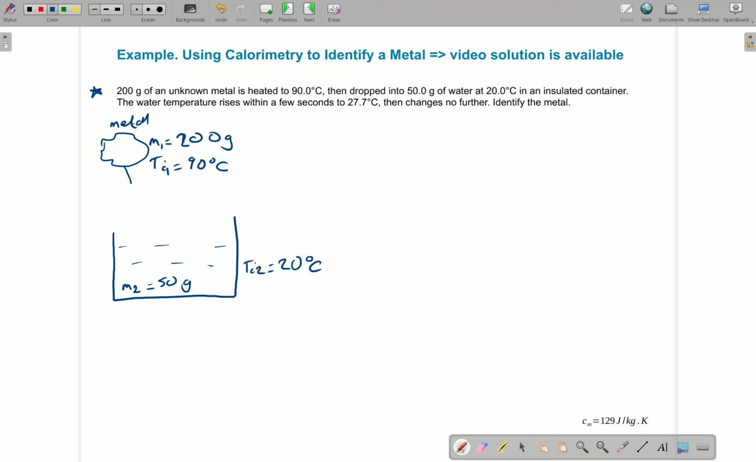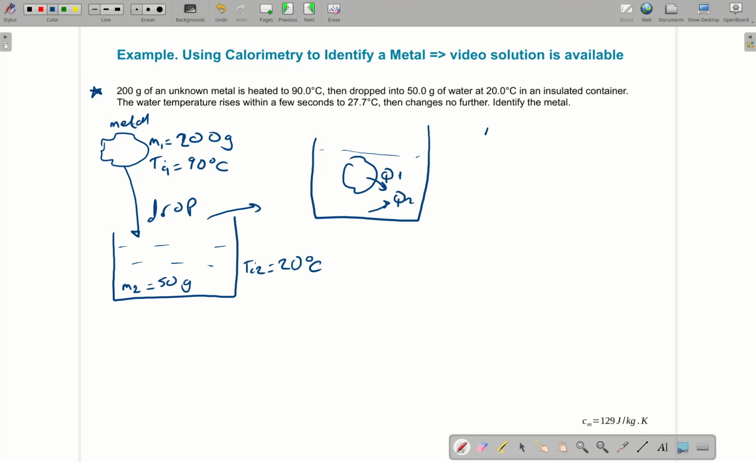And we drop this metal in here. What will happen? One will take heat, one will give heat, right? And who is hotter? The metal is hotter. So the metal gives heat, Q1, and the water will take it, Q2, right? And you will use Q1 equal to Q2, in absolute value, to identify the metal. That's what the question is asking, if they reach a final temperature of 27.7 centigrade.